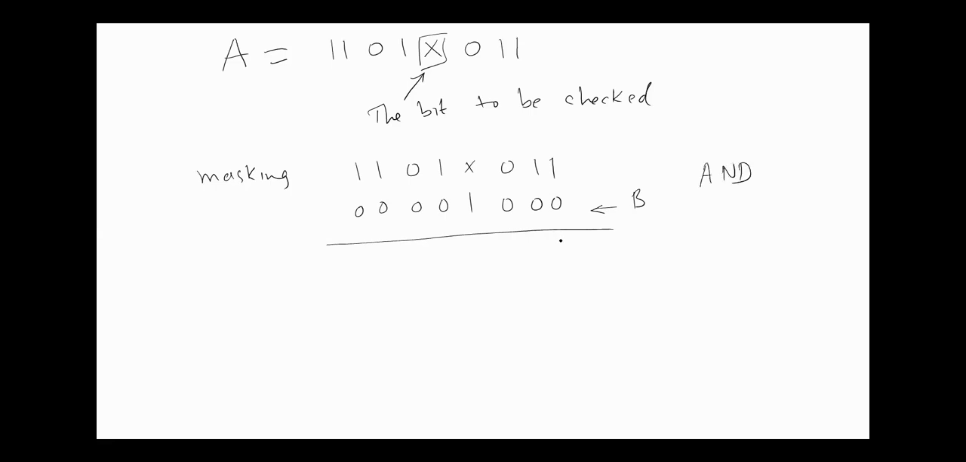So now we have here 0, 0, 0, 0, 0, 0, 0, and here X. In this case, if X was 0, then the Z flag will be set to 1. And if it was 1, then the Z flag will be 0. So according to the value in the Z flag, we can continue to the desired action.